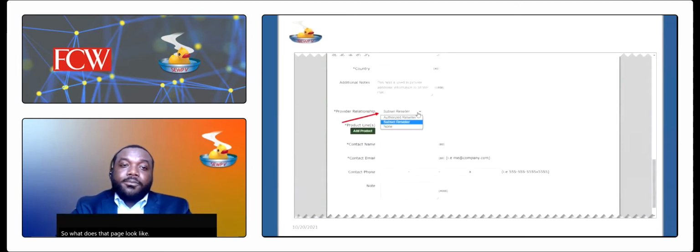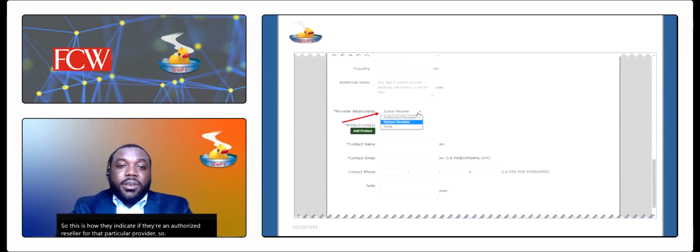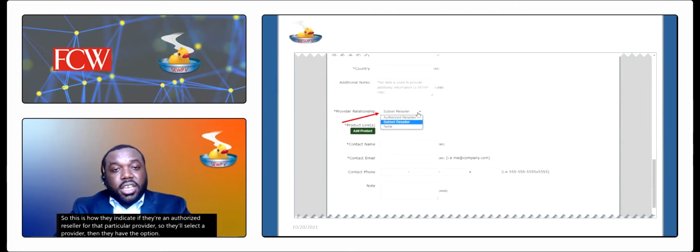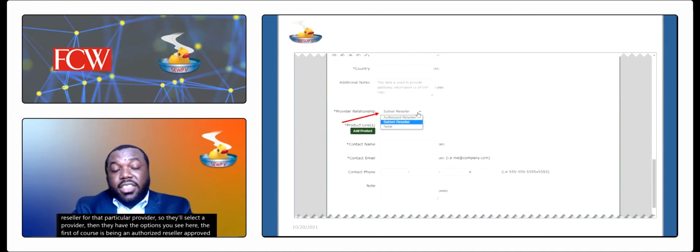So what does that page look like? This is how they indicate that they're an authorized reseller for that particular provider. They'll select the provider, and then they have the options you see here. The first, of course, is being an authorized reseller, or approved reseller, which is often an interchangeable term. Essentially, a fully authorized reseller means the contract holder is authorized by that OEM to provide their full suite of products and services.